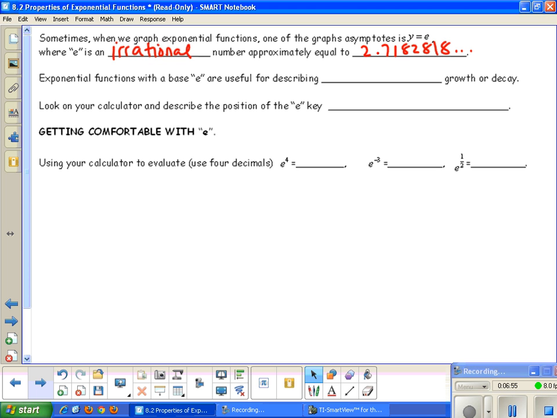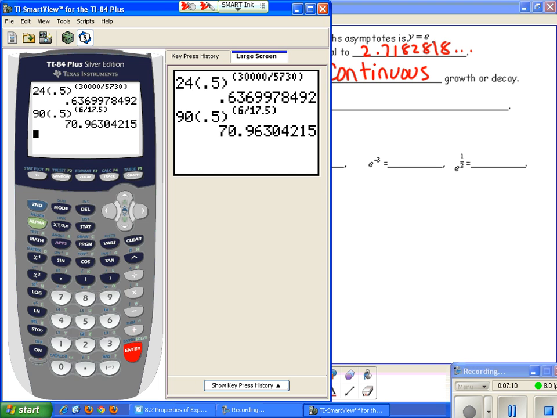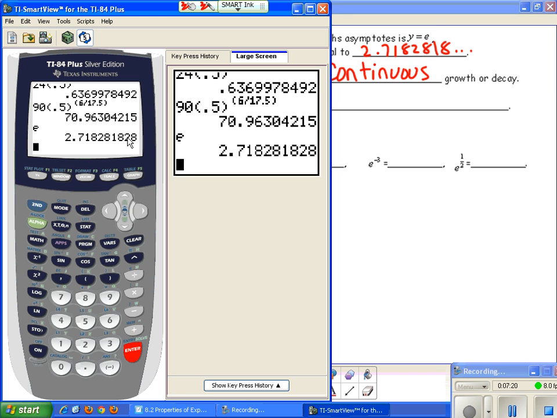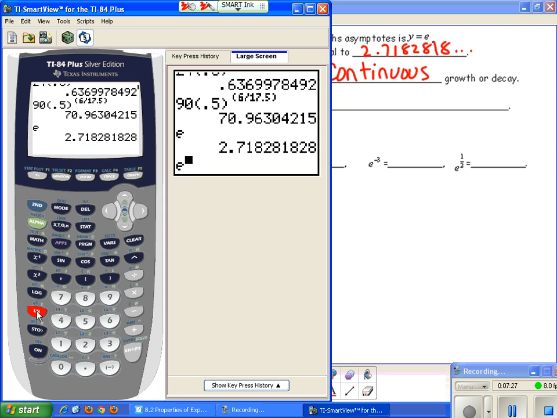Exponential functions with base e are useful for describing continuous growth or decay. So if you look on your graphing calculator, let's find this E button. Just like we have a pi button, notice that underneath the pi button we have E right here. If you hit second and division, you get your E value, and if you hit enter, that gives you the value of E. You also have it in another place. If you hit second and ln right here, notice above that you have e to the x. So if you want to write it with an exponent, it does that for you.